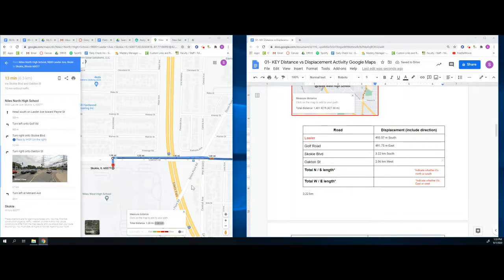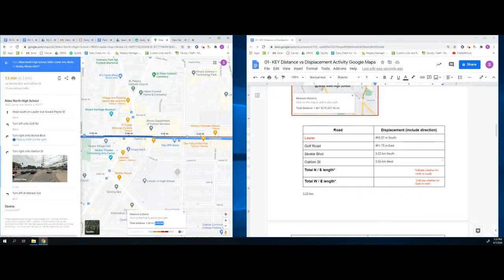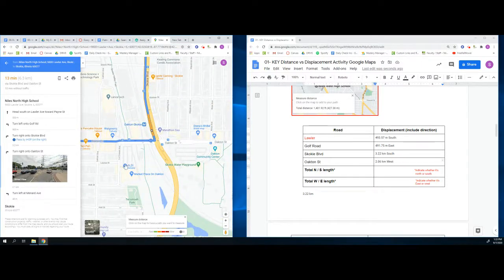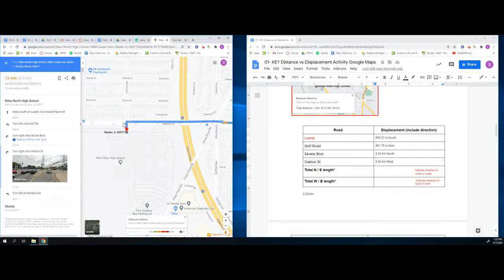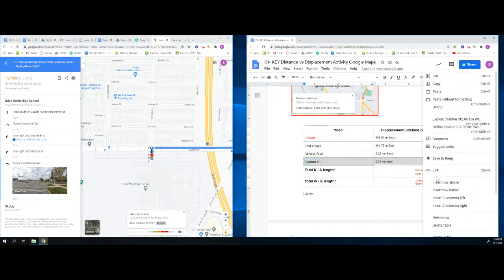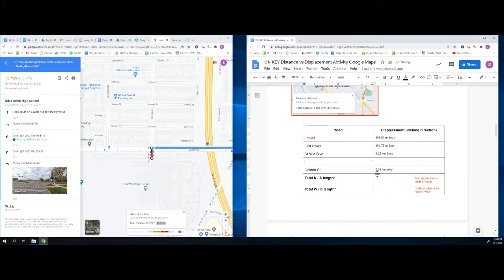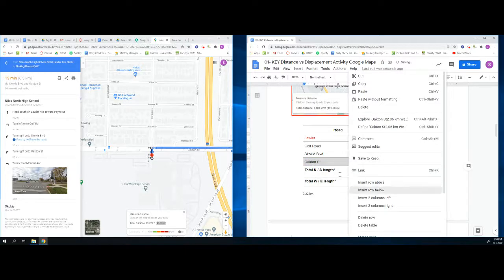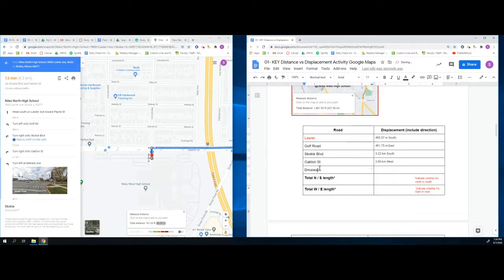And I guess I'll take it into the driveway. Okay, so I'm going to start this, right click distance to here. Oh, I don't know what happened there. Okay, right click distance to here, click that, 46 meters. Okay, so I'm going to make a new row, insert row below, driveway, and that's going south.